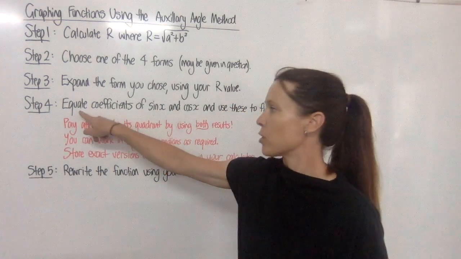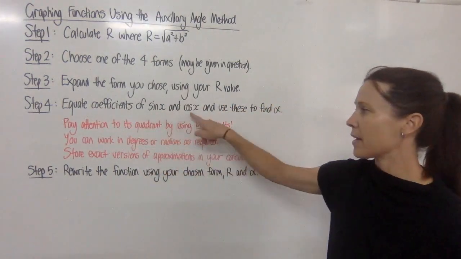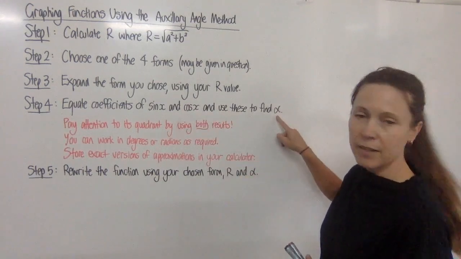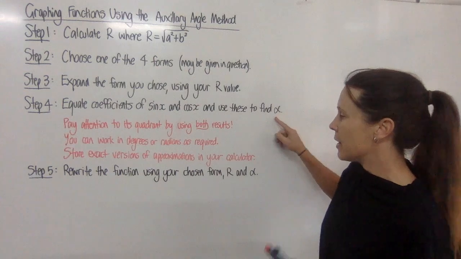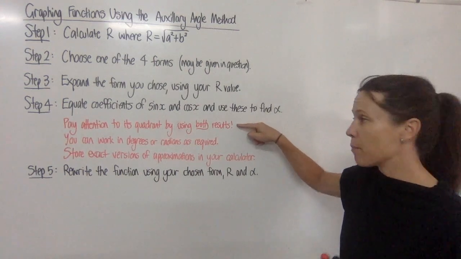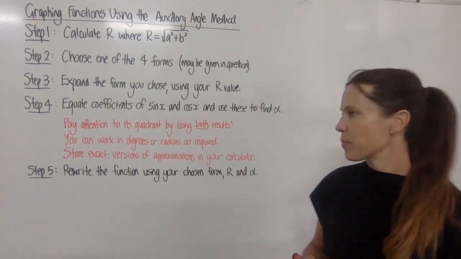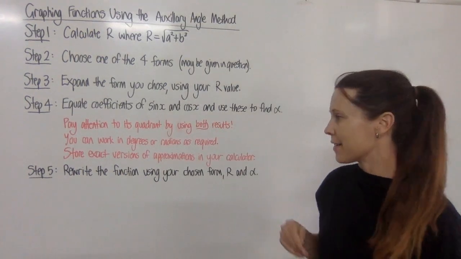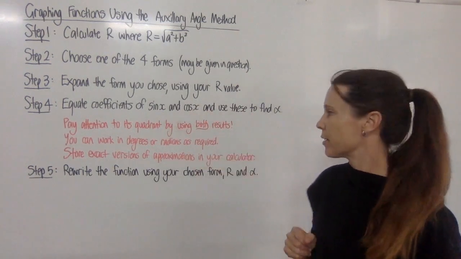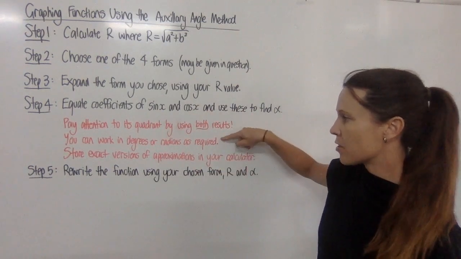Next, you want to equate the coefficients of sine x and cos x. Now, I'll show you how to do this in a moment. And use these to find what that auxiliary angle will be. Now, a couple of things that I've noted here. You want to pay attention to its quadrant by using both of the results. And that's because the sign, like the SIGN, of sine x and cos x will tell you which quadrant it's in. Now, you can work in degrees or in radians.